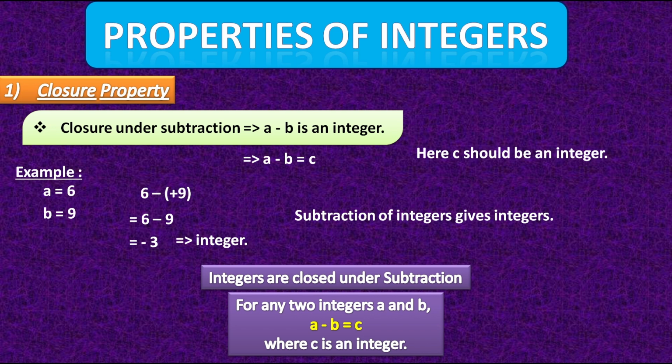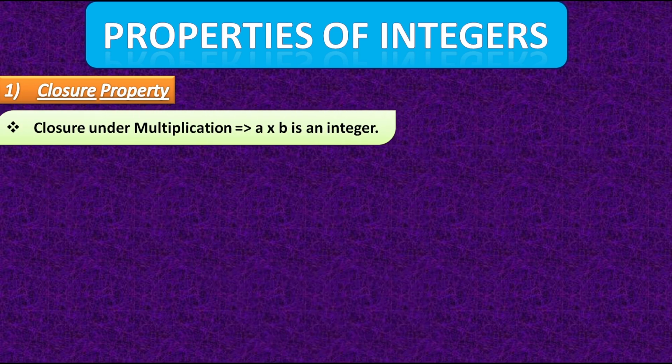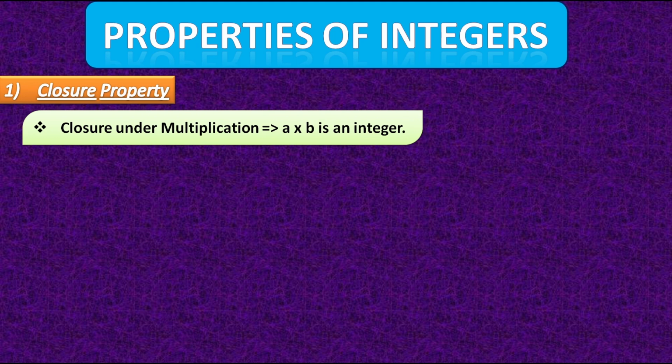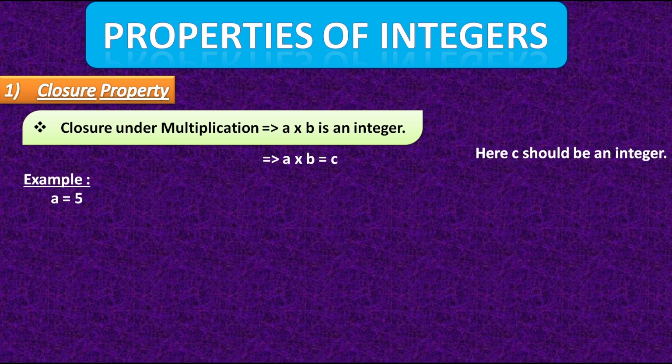Now let's check for multiplication. Closure under multiplication says that whenever we multiply any two integers, we should get the answer as an integer only. That means a into b is equal to c, where c should be an integer. Let's check it with the help of an example. Here I am taking the value of a as 5 and b as minus 4. You can take any number and check it out.